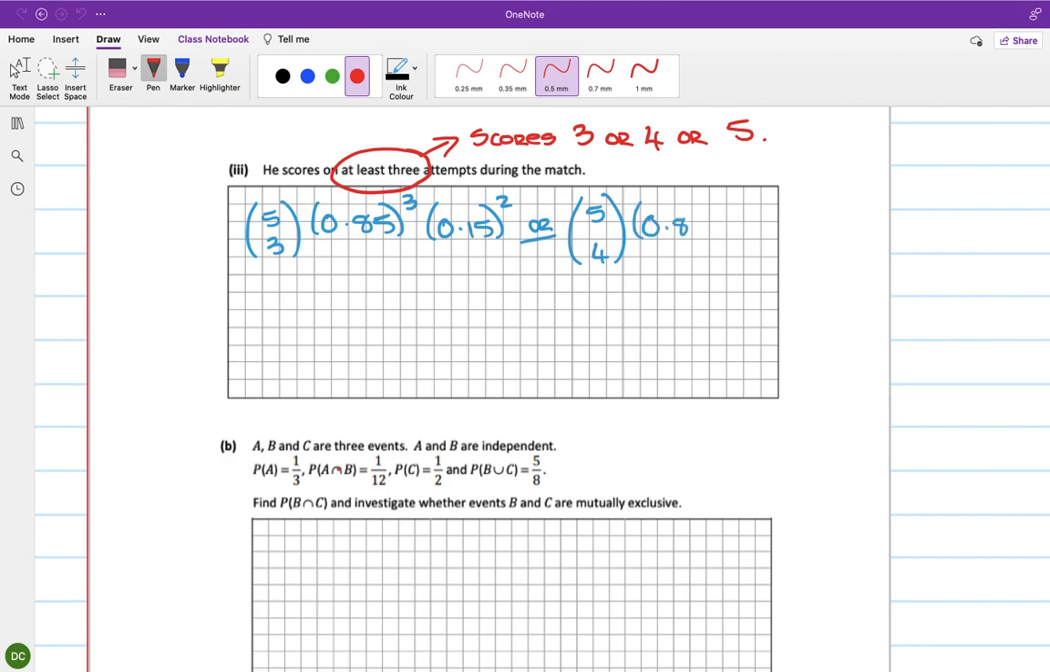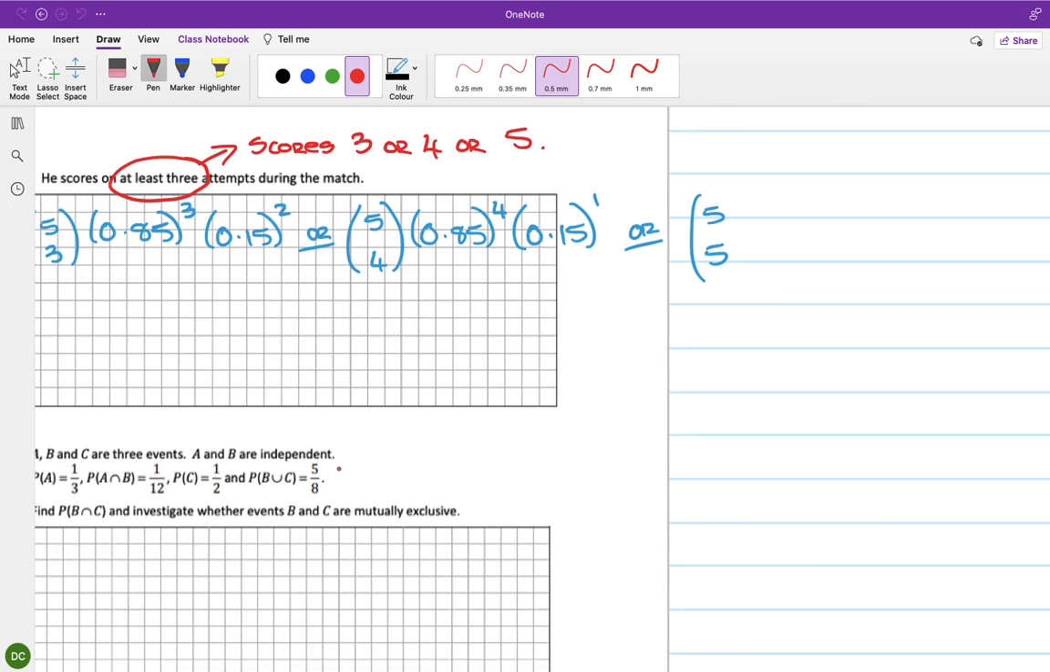The probability of scoring, and we want 4 scores. And the probability of missing, and we want 1 miss. And then the last one is where he scores all 5. So that is 5 choose 5. He's going to score all 5. And he's going to miss none. Okay.